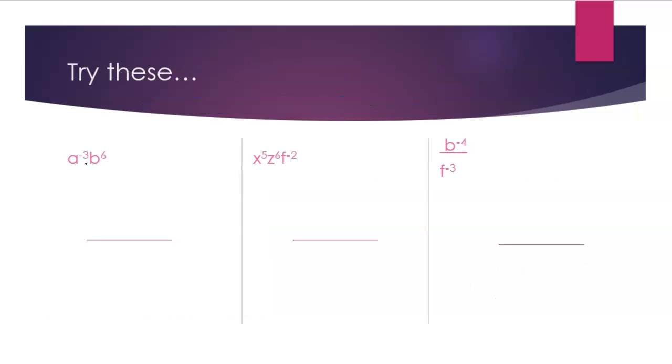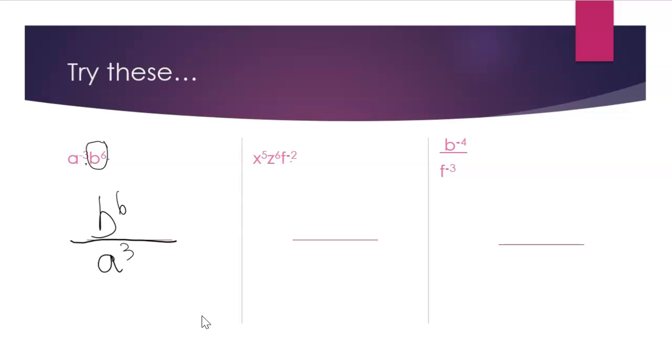Okay, let's try these. I see a negative exponent, so I'm going to draw a line. First thing, a to the negative 3. Well, since that's a negative exponent, it's going to go below the line, a cubed, and it loses the negative sign. B to the 6th. This is a positive exponent, so it's going to stay right where it's at. It's greater than 1. Anything less than 1 goes under, greater than 1 goes on top. Let's look at this one.